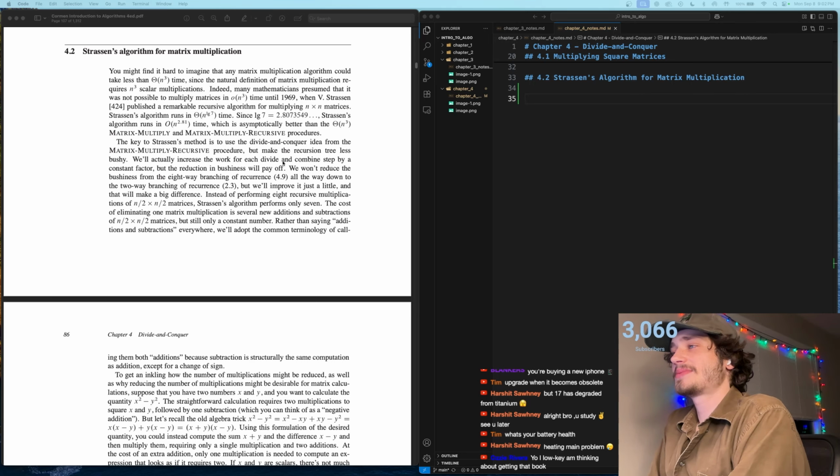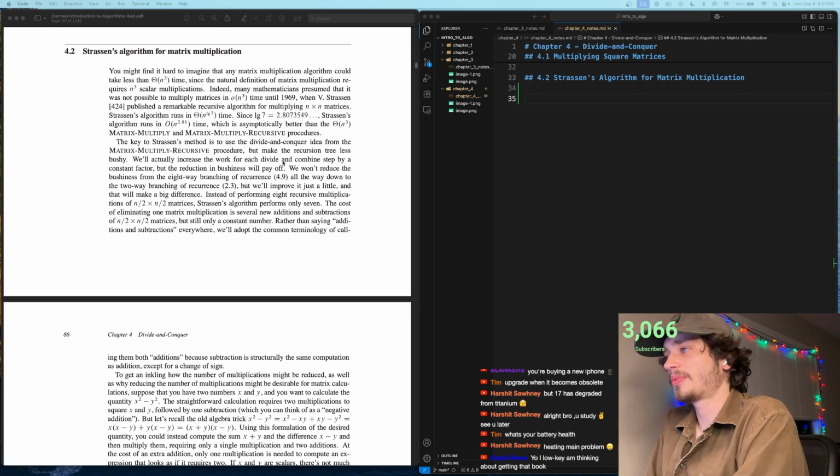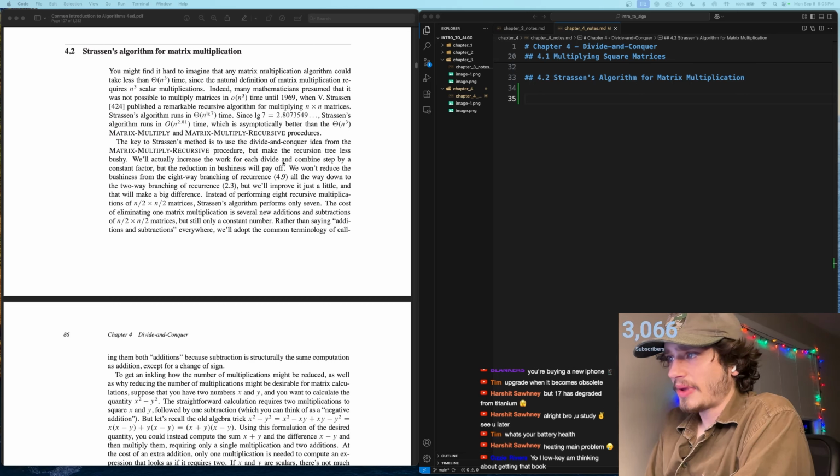The key to Strassen's method is to use the divide and conquer idea from the matrix multiply recursive procedure, but make the recursion trees less bushy. We'll actually increase the work for each divide and combine step by a constant factor, but the reduction in bushiness will pay off. We won't reduce the bushiness from the 8-way branching of recurrence 4.9 all the way down to the 2-way branching of recurrence 2.3, but we'll improve it just a little, and that will make a big difference.